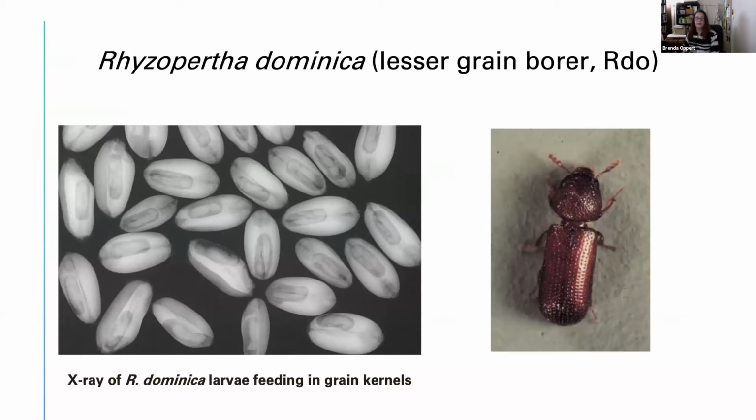So our first insect that we assembled using this roadmap was Rhyzopertha dominica. It's a lesser grain borer, and it is a major pest of stored grains. The immature stages of this insect develop within the grain, and that makes it difficult to know that you've got an infestation until it's too late. On the left, you can see that the X-ray shows these larvae feeding inside the grain kernels.